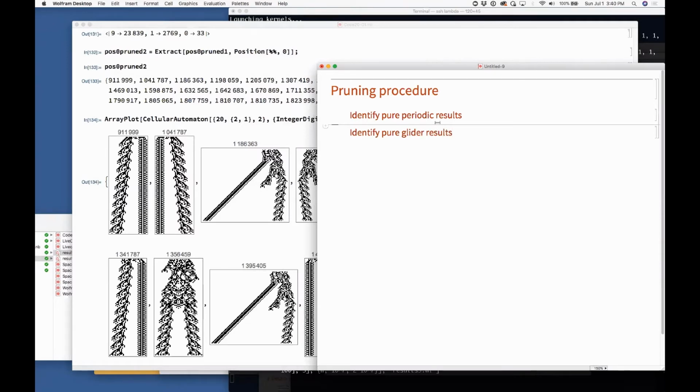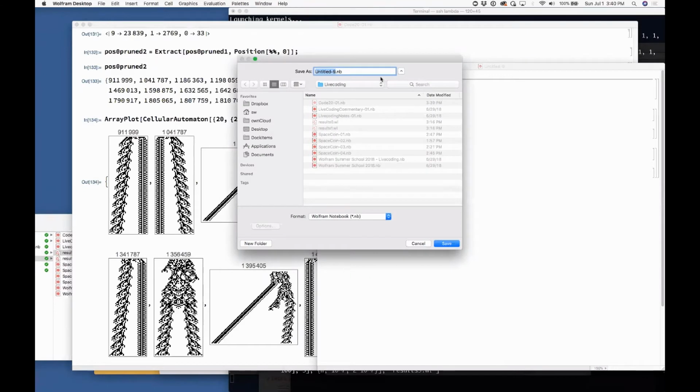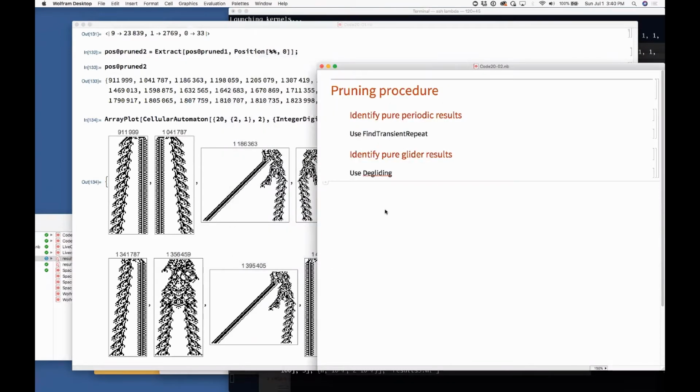So this is basically use find transient repeat. This requires use of degliding to get that. Okay, so the next step is going to be identify multi-glider results.